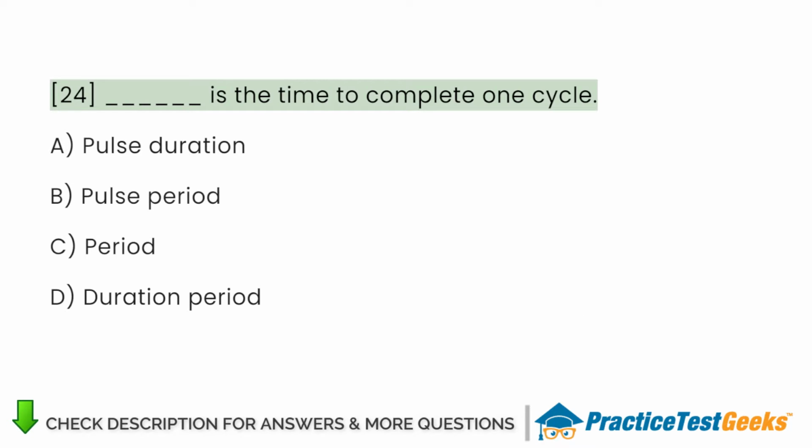What is the time to complete one cycle? A. Pulse duration. B. Pulse period. C. Period. D. Duration period.